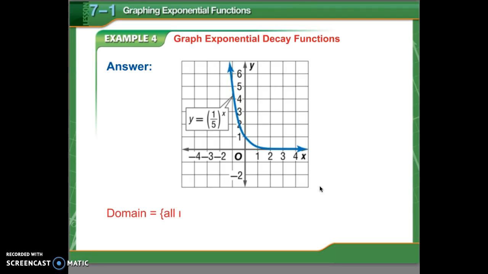So now we're just going to plot those points on a graph, and we see this function is what shows up. The domain, just like the other functions we looked at earlier in this lesson, is always going to be all real numbers. And based on the sketch of your graph, you can see that the range will be all the y values greater than 0.